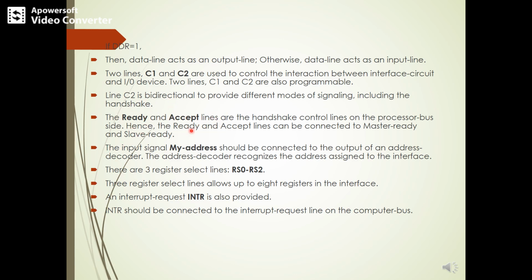The ready and accept lines are handshake control signals on the processor bus side. Hence, the ready and accept lines can be connected to the master and slave ready signals. The input signal, my address, should be connected to the output of an address decoder. The address decoder recognizes the address assigned to the interface. There are three register select lines, RS0, RS1 and RS2, which allow up to 8 registers in the interface. An interrupt request INTR is also provided. INTR should be connected to the interrupt request line on the computer bus.